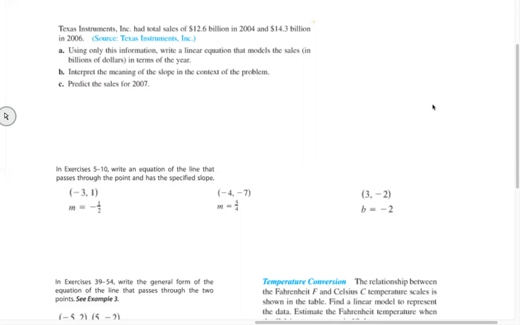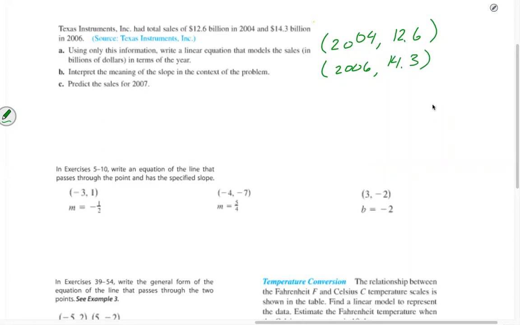So for this, they're simplifying it. You have 2 points in 2 years. Time always goes first. So I would write this as 2004, and it was 12.6 billion. So I'm just going to write it as 12.6. The other one was 2006, and it was 14.3 billion.